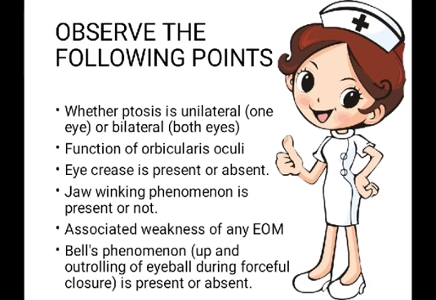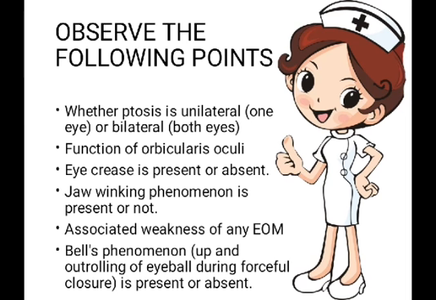If the crease is present, then it is clear that it is acquired ptosis. If the eye crease is absent, then it is clear that the ptosis is a congenital ptosis, not the acquired ptosis. Next, jaw winking phenomenon is present or absent. Jaw winking phenomenon is a kind of phenomenon in which, when we close our mouth, our ptotic eye automatically gets closed. When we open our mouth, then the ptotic eye gets open. This is the jaw winking phenomenon. We have to check whether it is present or absent.